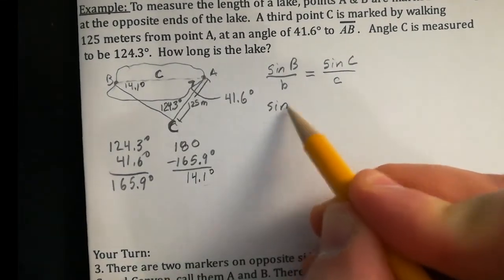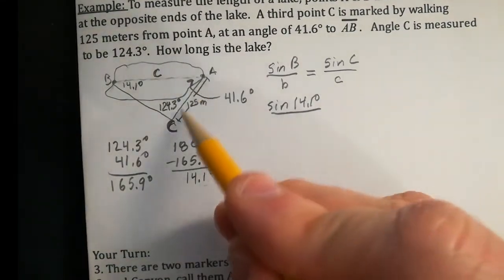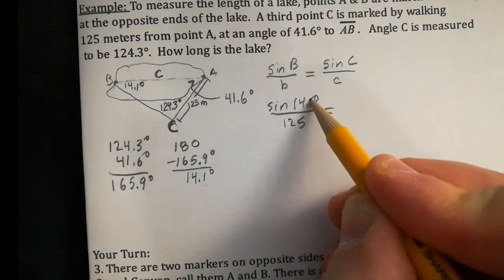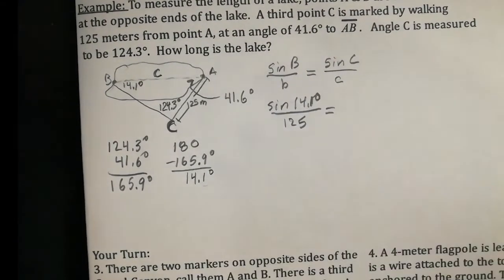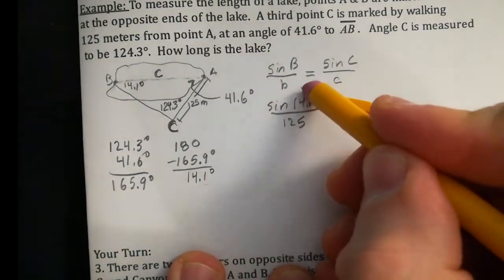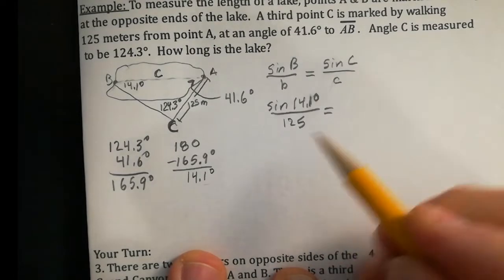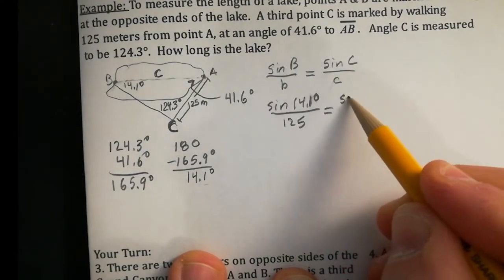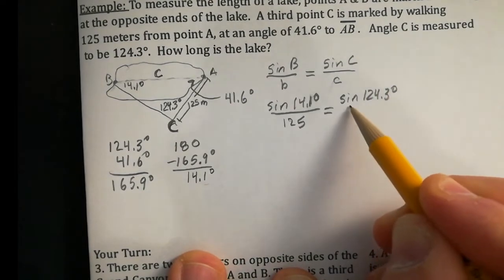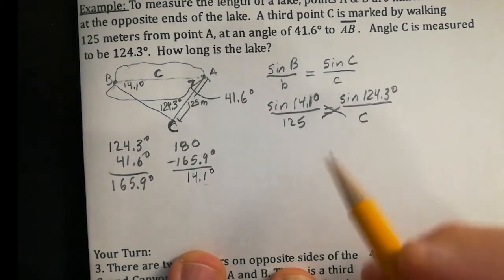And now we just plug in what we know here. So sine of B, B is 14.1 degrees. Side B is 125. And then C is, sorry, that looks a little messy. That's going to bug me there. Okay, there we go. Better. So sine of C, angle C is 124.3 degrees. And side C we don't know.